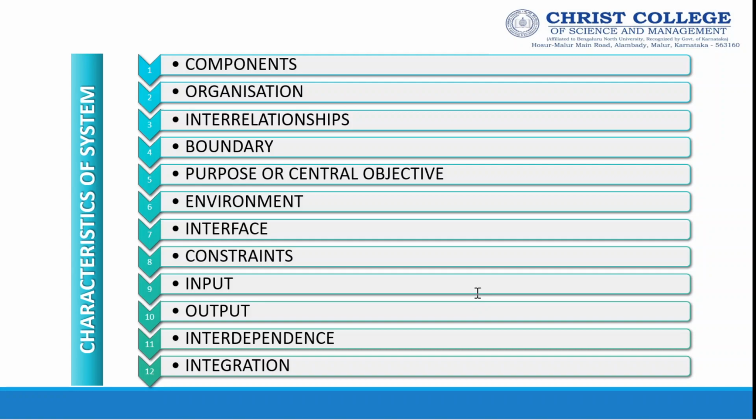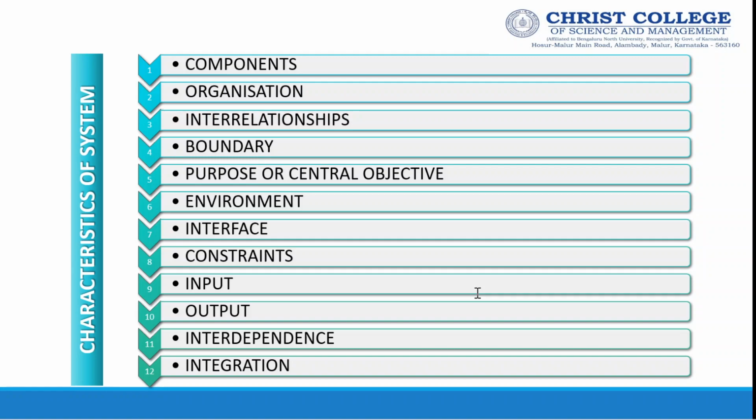Ninth one, input. For any system, there will be certain instructions or data which is given in the form of input. Output. Output is anything leaving the system across the boundary to the environment. It can be information, energy, material. For example, people take in food, oxygen, and water from the environment as input, and those are some of the inputs and outputs which are there.